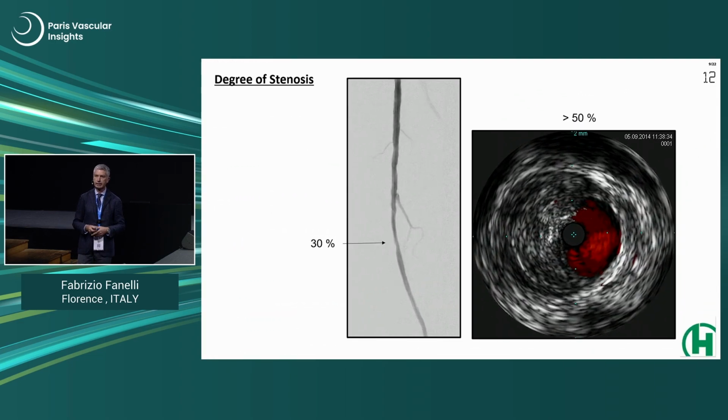A couple of examples to convince you, I hope. This is, for example, degree of stenosis. Angiography, we can say this is 30% of stenosis in the AP projection. IVUS, you see, this is more than 50%. So you change completely the strategy. This is a good, nice end of the procedure, in my opinion. IVUS, I have to work more in that area.